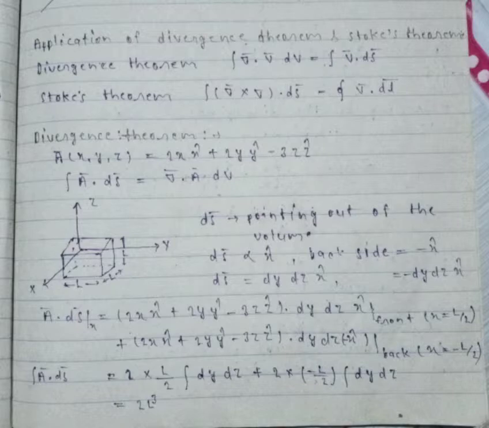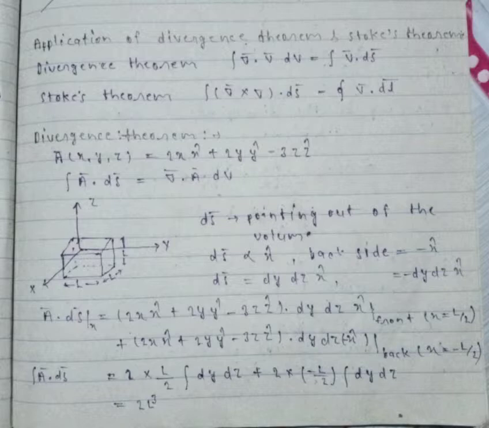So, when you take the dot product, the other terms are not going to contribute. So, I am not going to worry about them. x is L by 2. So, what you are going to get is 2 times L by 2 times the integral of dy dz, which is nothing but the area of the surface, plus 2 times minus L by 2, because on the back surface x is minus L by 2, and x-hat and minus x-hat give you another minus sign, integral dy dz, which is also the area.